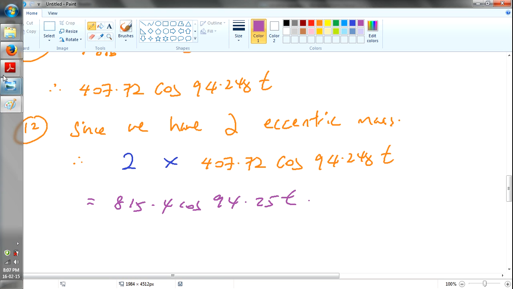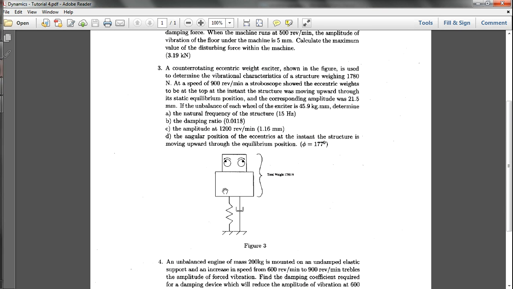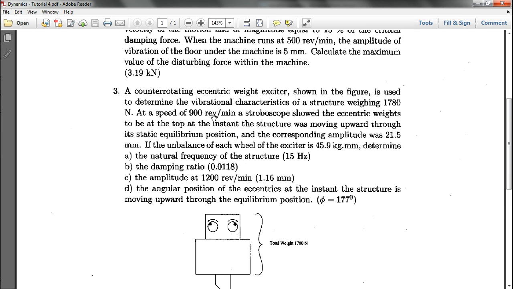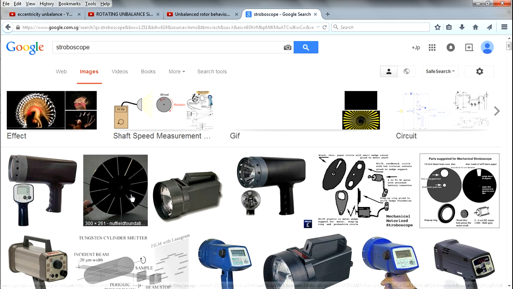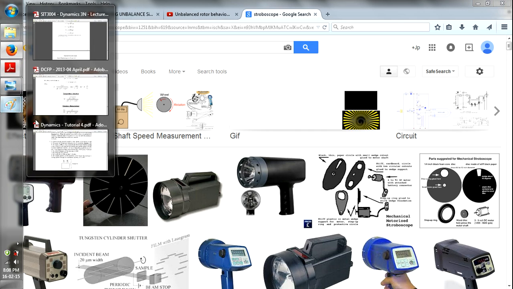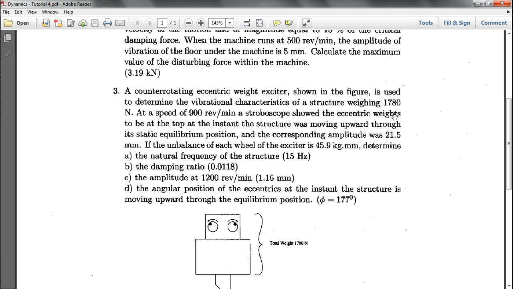Now comes a very unintuitive understanding. Until now I still don't know what that is. There is a hidden meaning in there. It says that at the speed of 900 revolutions per minute, a stroboscope showed the eccentric weights to be at the top at the instant the structure was moving upward. So what is a stroboscope? This is a stroboscope. It tries to measure the amount of the rotation itself. So the eccentric weight is at the top.